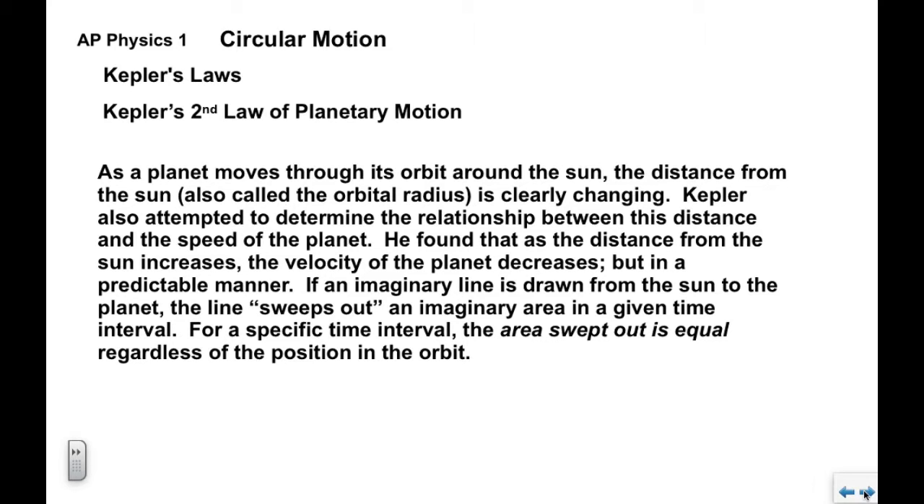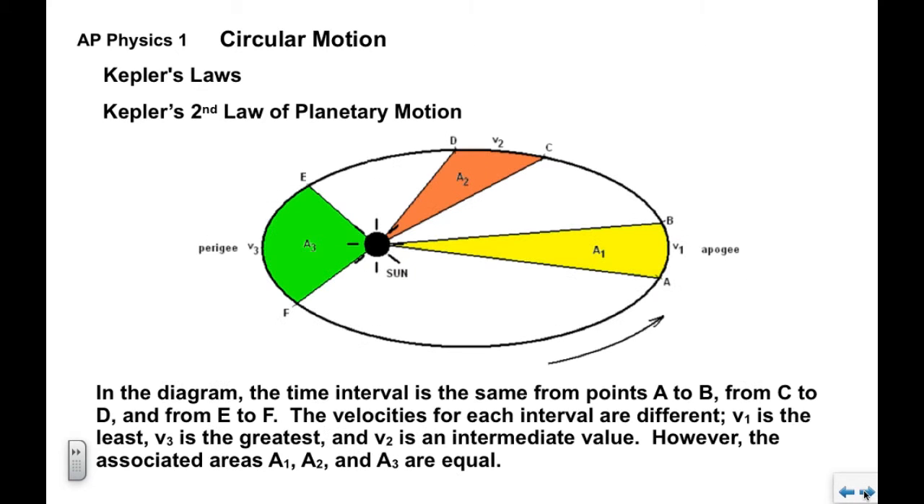If we draw an imaginary line from the sun to the planet, and as it moves from one place to another in a given time interval, we would say that the area swept out by this imaginary line is equal regardless of where it is in the orbit. So the picture probably helps more than the words.